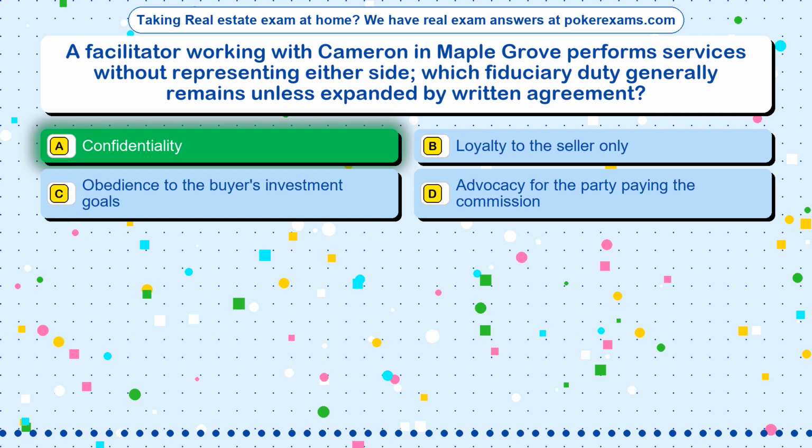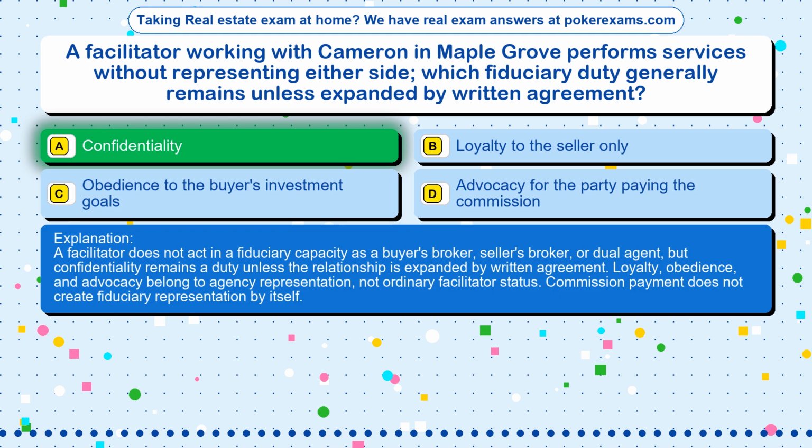The correct answer is option A. Confidentiality. A facilitator does not act in a fiduciary capacity as a buyer's broker, seller's broker, or dual agent, but confidentiality remains a duty unless the relationship is expanded by written agreement. Loyalty, obedience, and advocacy belong to agency representation, not ordinary facilitator status. Commission payment does not create fiduciary representation by itself.